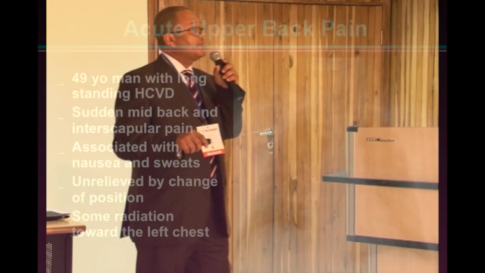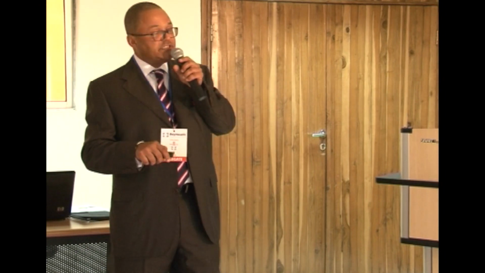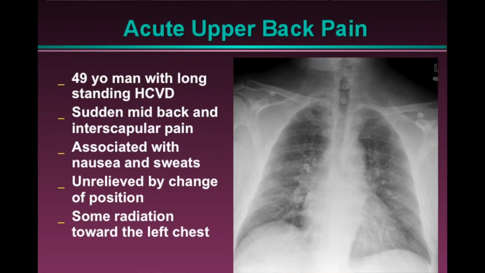Okay, so this is another X-ray. 49-year-old man, hypertensive, sudden mid-back pain, shortness of breath, unrelieved by change of position, radiation to the left chest. Anybody see anything on this X-ray? There are two things on this X-ray you should see. Heart is enlarged, good. Okay, there's widening of the mediastinum here. So the man has heart failure. He has an enlarged heart, and then he has a widened mediastinum.